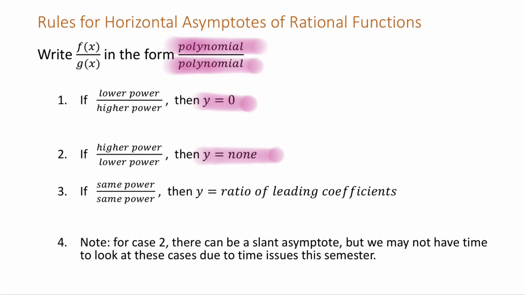So please make sure that you've written these 3 rules down in your notebook. You'll need to look at those when you have quizzes, tests, and homework problems that have horizontal asymptotes. So stop this video at any time, pause it, and make sure that you're writing down all of these things that I'm telling you here.